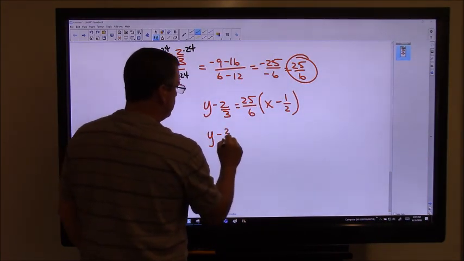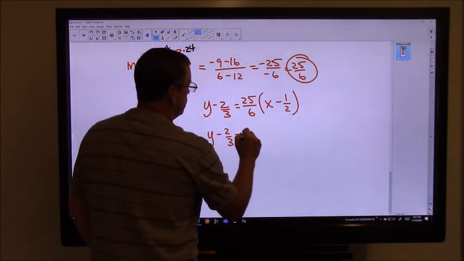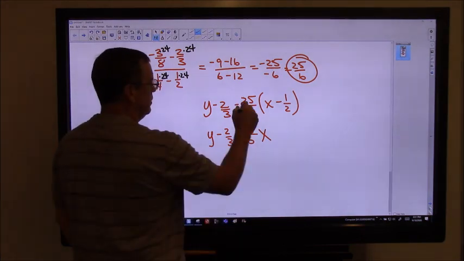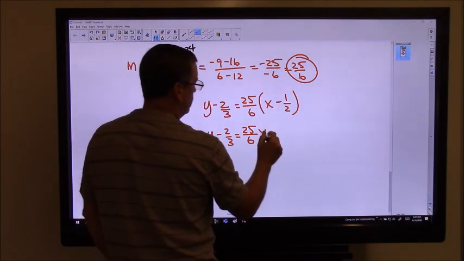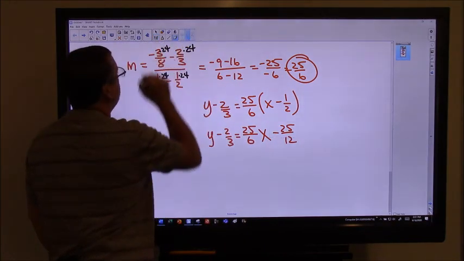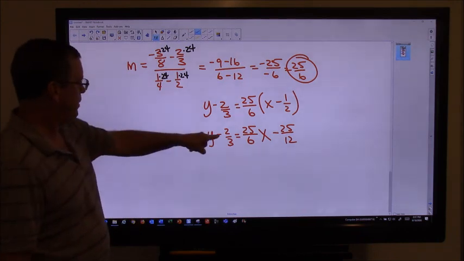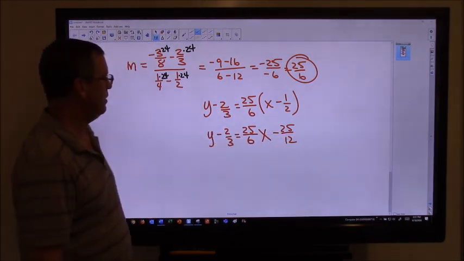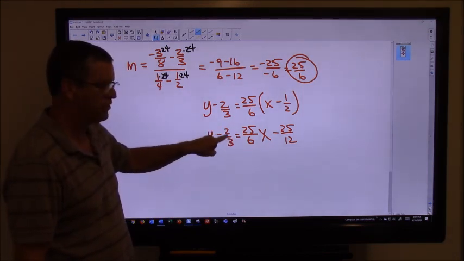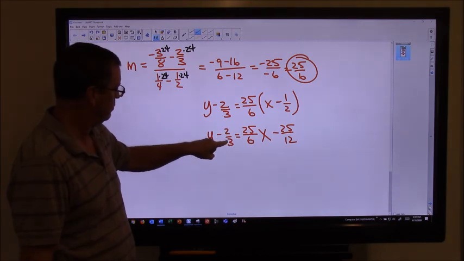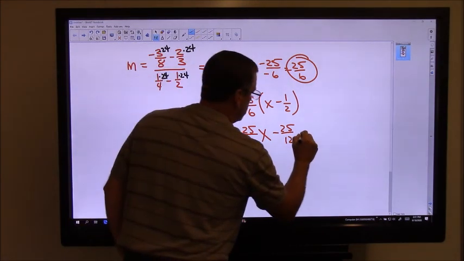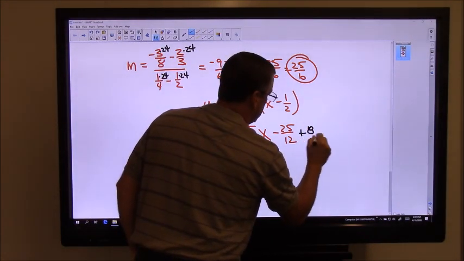I've got y minus 2/3 equals 25/6 times x. I'm going to make a big, huge x there. When I multiply here, I'm going to get a -25 over 12. And so now I want to move this -2/3 to the other side and add that. So to make it into 12ths, I got to multiply top and bottom by 4 to get my common denominator. So that means I'm going to have a positive 8/12ths when I move this over here.